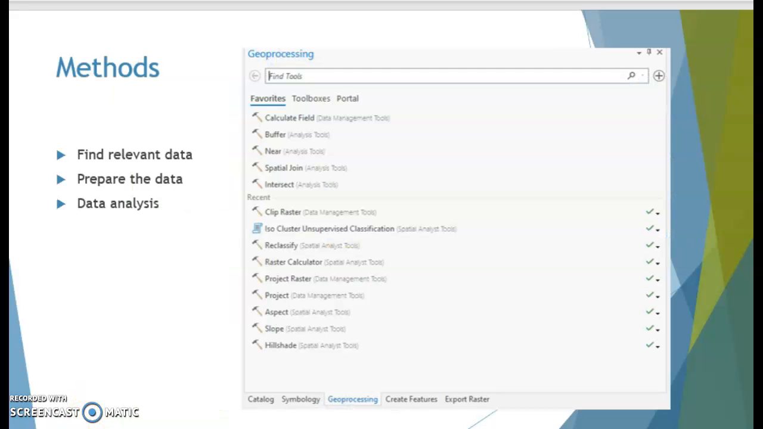So in terms of the method, it was very straightforward. You find relevant data that has to do with your topic. We prepare the data, and then we have to do analysis of the data. And I'll break down each step and what I did within each one of those steps. But I did that for each set of data that I would look for and find.